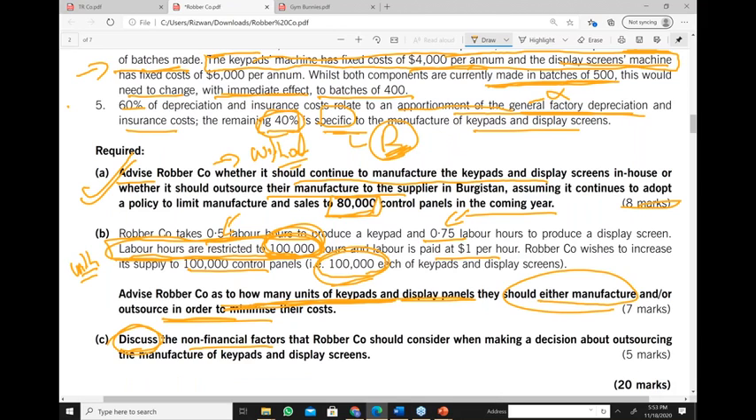Discuss is an examinable verb. Discuss the non-financial factors that the drawer should consider when making a decision about outsourcing the manufacture of the keypad or display screen. So what are the non-financial factors one should consider when deciding whether to outsource or to manufacture in-house? Non-financial ones, okay? Not financial ones.